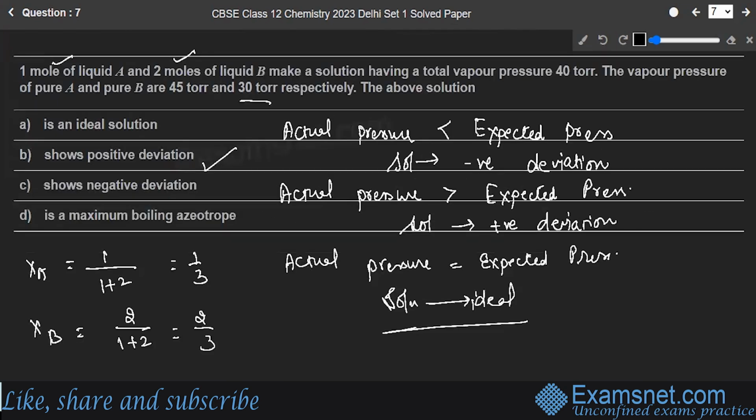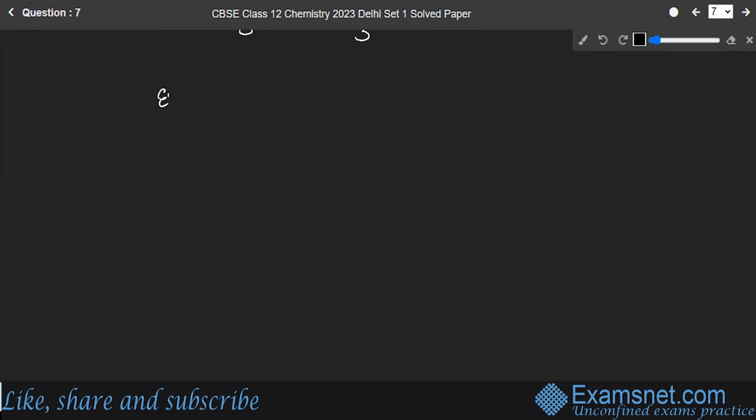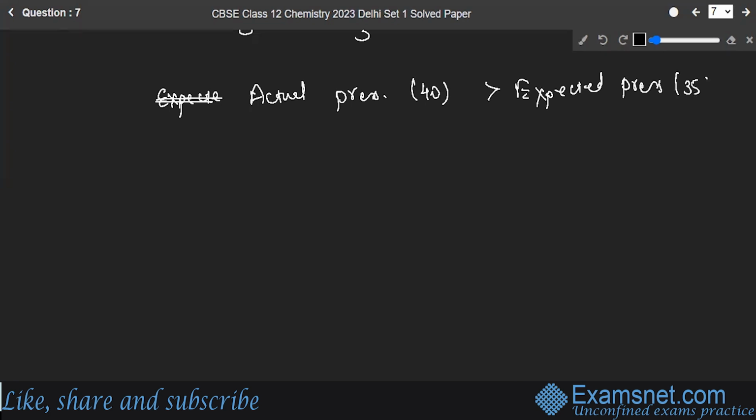But the actual pressure of the solution is 40 torr. This actual pressure is more than the expected pressure. That is, 40 torr is greater than the expected one, which is 35 torr. So that means the solution will show positive deviation.